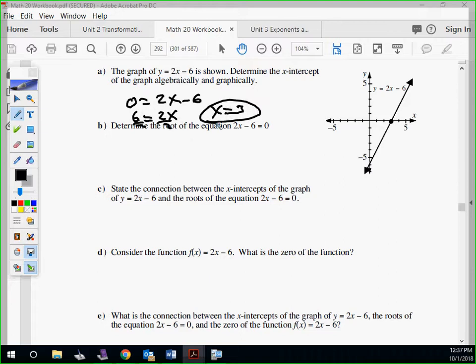They said also graphically. Well, how could we see it graphically? Oh, 1, 2. Oh, it's x is 3, right? It's crossing at 3. You just confirmed it. Okay. Determine the root. The root's the same thing. x equals 3. State the connection between the x-intercepts and the roots. The same.